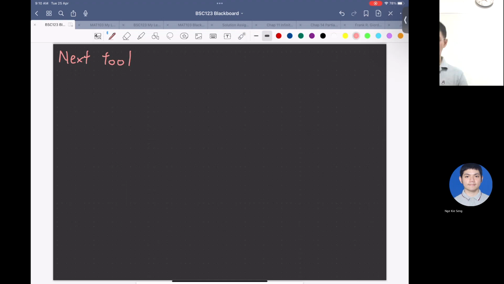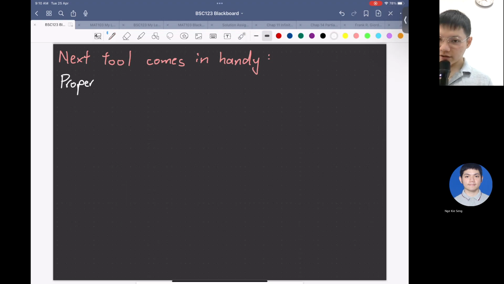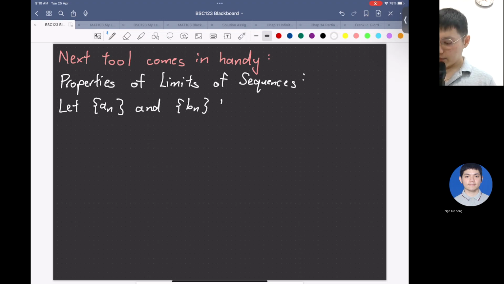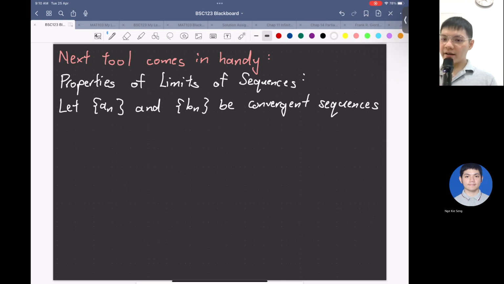Okay, so we will introduce another tool. The next tool will come in handy. It is the properties of limit of sequences. To use these properties, you need to start with one condition. Let an and bn be convergent sequences. Let's say we already know they converge, and then we know where they converge to.